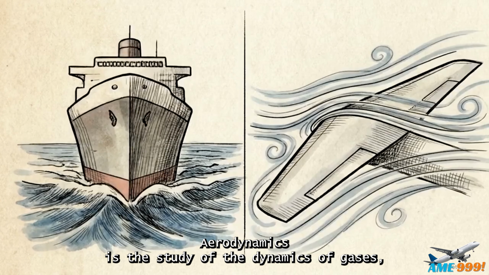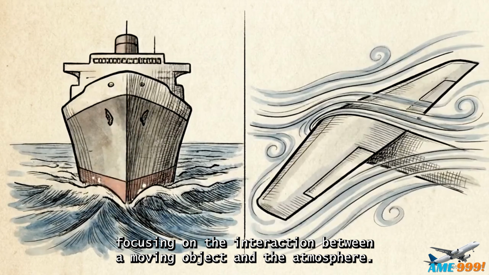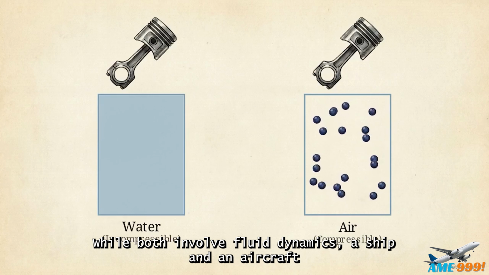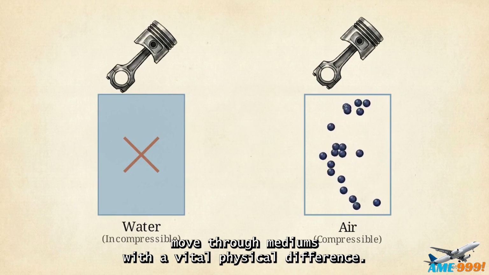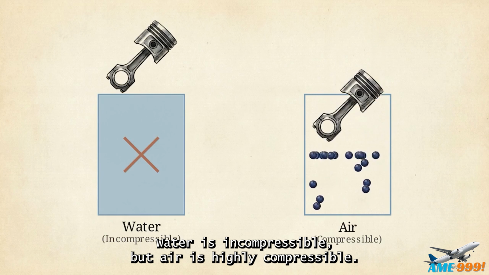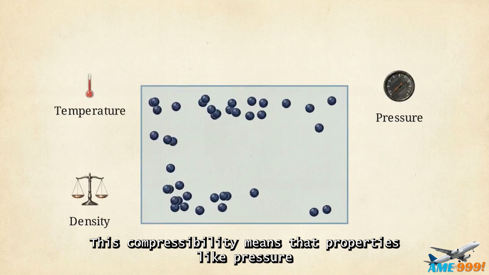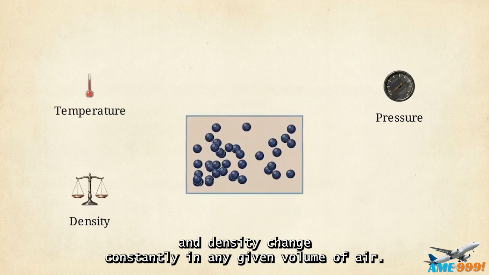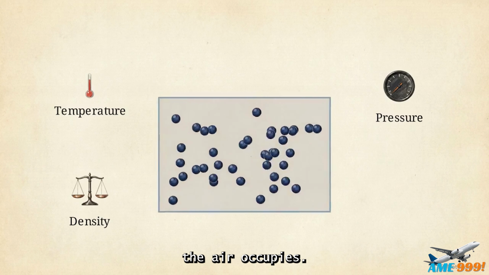Aerodynamics is the study of the dynamics of gases, focusing on the interaction between a moving object and the atmosphere. While both involve fluid dynamics, a ship and an aircraft move through mediums with a vital physical difference. Water is incompressible, but air is highly compressible. This compressibility means that properties like pressure and density change constantly. In any given volume of air, these factors fluctuate based on the temperature and the space the air occupies.